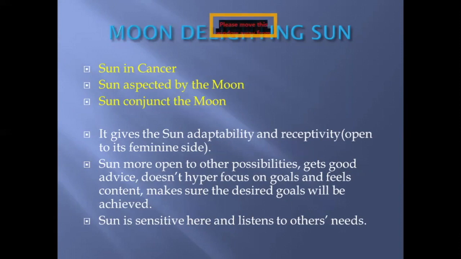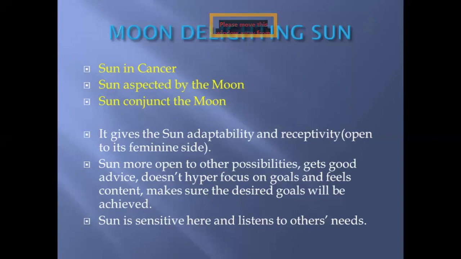Now, the moon delighting the sun. That happens when the sun is in Cancer, when the sun is aspected by the moon, or when the sun is conjunct the moon. So the moon is going to give the sun adaptability and receptivity. It's going to make it open to its feminine side. And remember, the moon is our individual consciousness. And the sun is going to be more open to other possibilities. It's going to get good advice and it will not be too focused on goals. It will feel content.